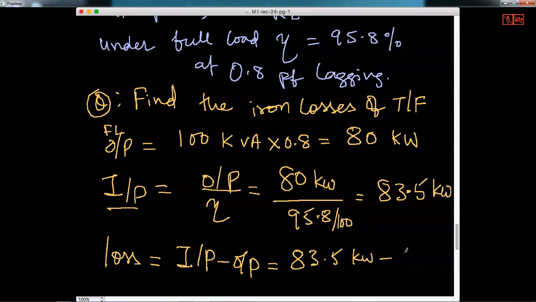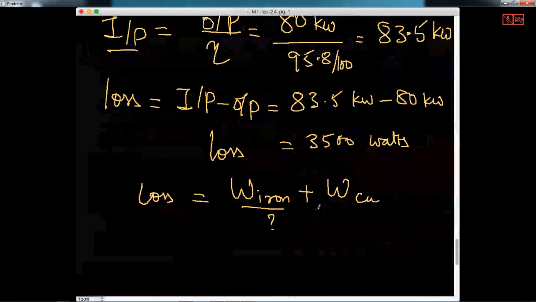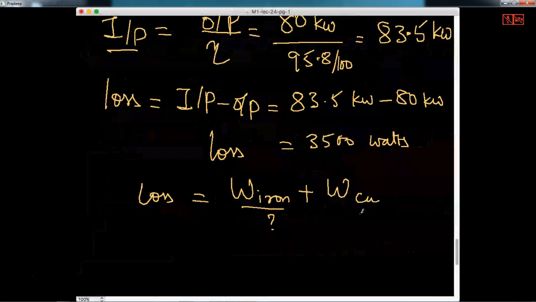So now that you have the losses, what are these losses? Losses in a transformer are nothing but iron loss plus copper loss. We are being asked to find the iron loss, but the copper loss depends on the pattern of currents; sometimes more current, more loss, and so on. But still, based on the given data, we can find out what the copper loss is going to be. So how do you find the copper loss?